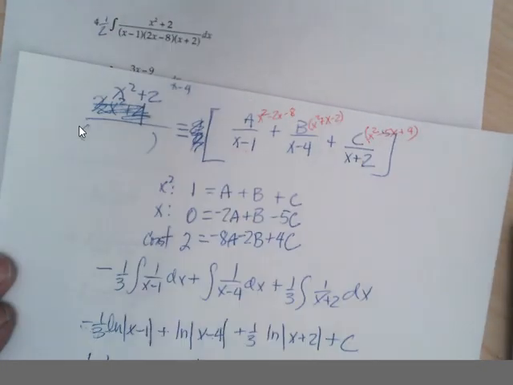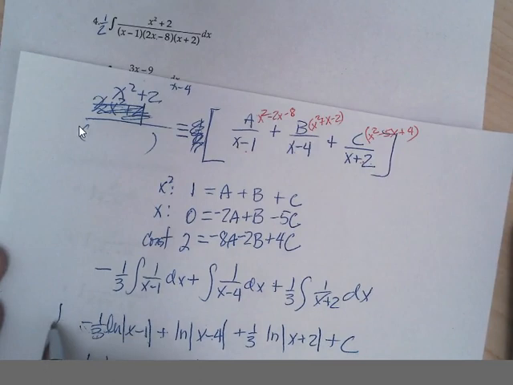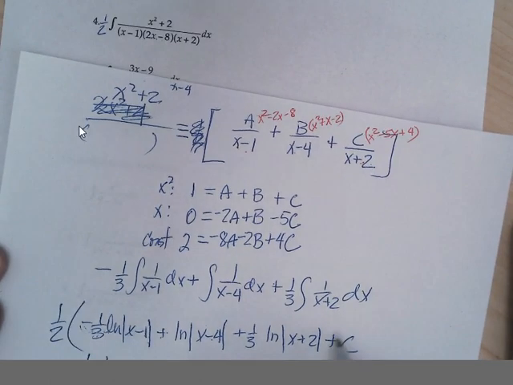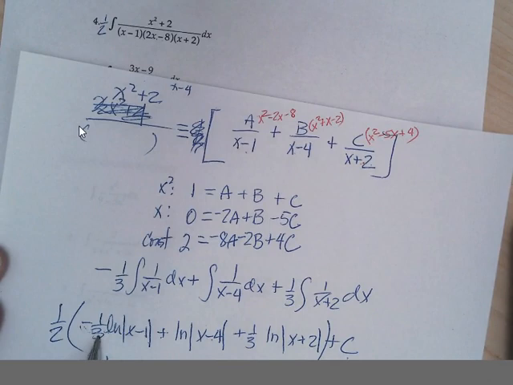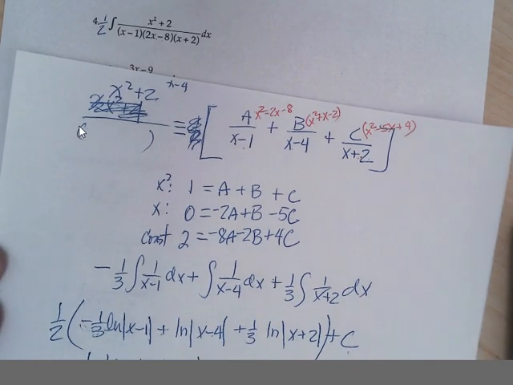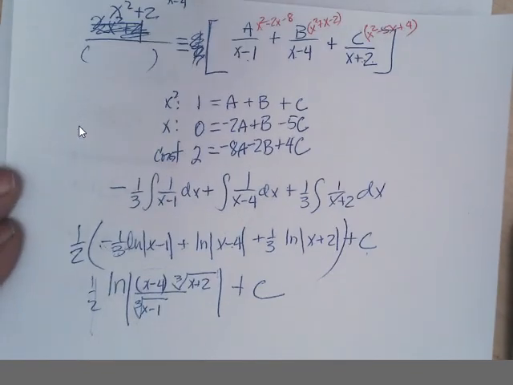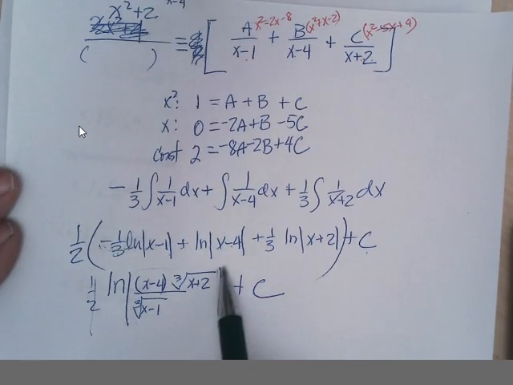Oh, and the 1/2 that I totally forgot. So I'd have to take 1/2 times all of this plus the c. So it'd be minus 1/6 plus 1/2 plus 1/6 on these. So it'd be 1/2, or I could put that up as the square root of all that stuff. Square root of all that. Yuck. Okay.